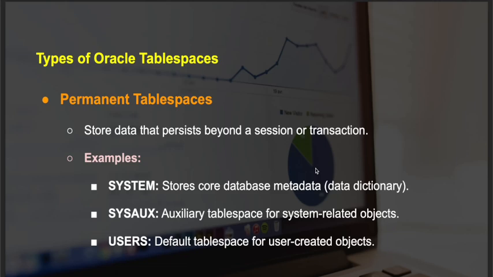What types of tablespaces are available? There are permanent tablespaces which store data that persists beyond a session or transaction. Examples: SYSTEM tablespace, SYSAUX, and USERS. SYSTEM tablespace stores core database metadata, which is the data dictionary.